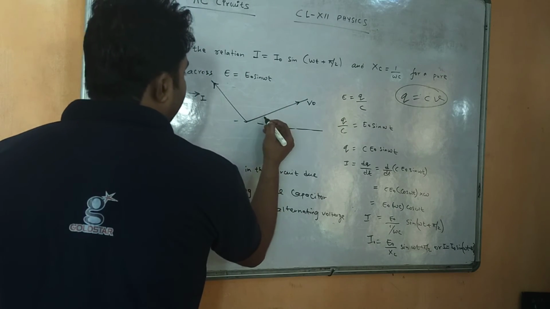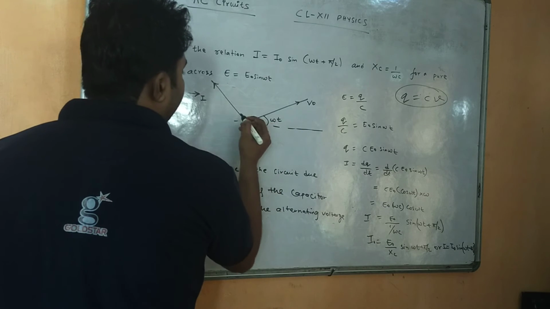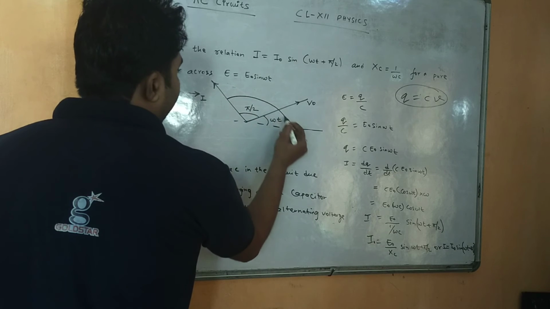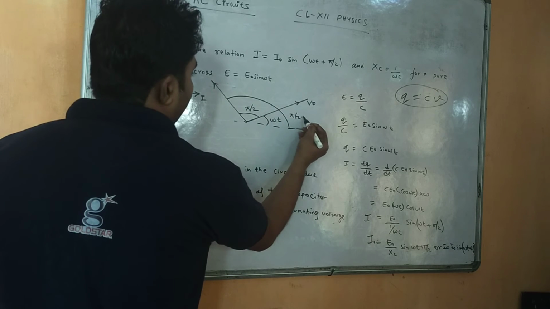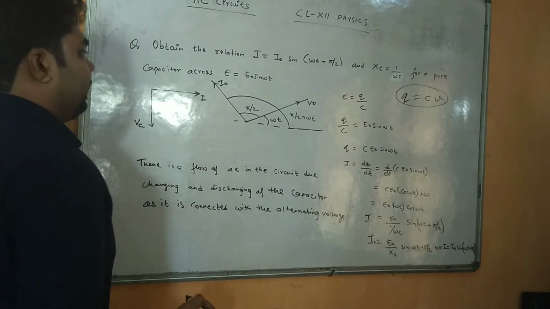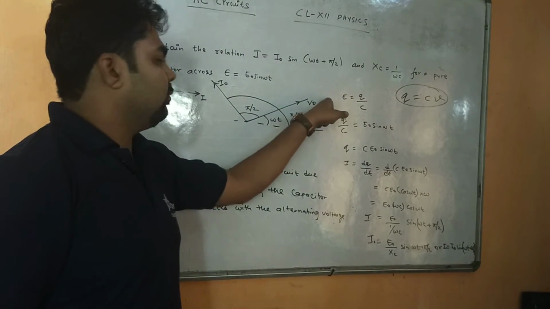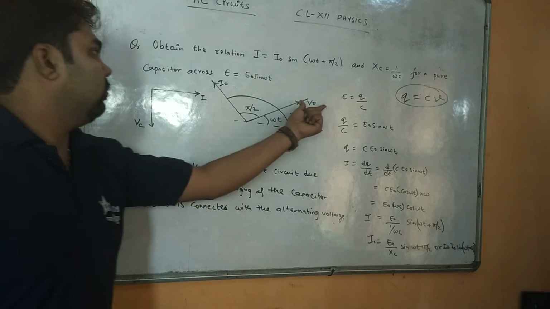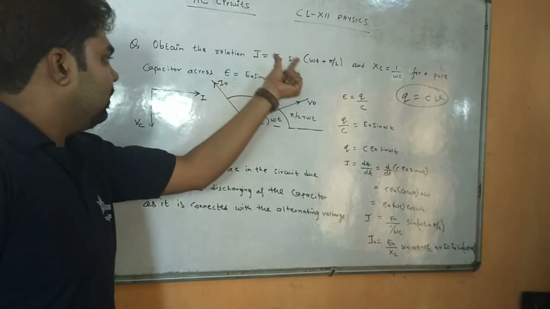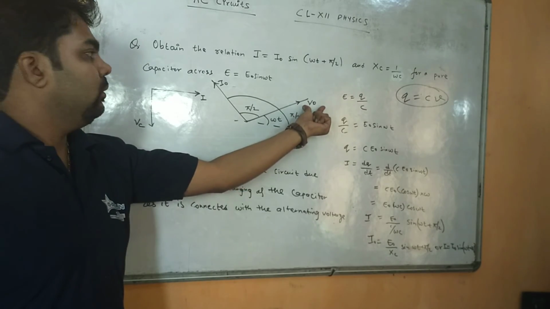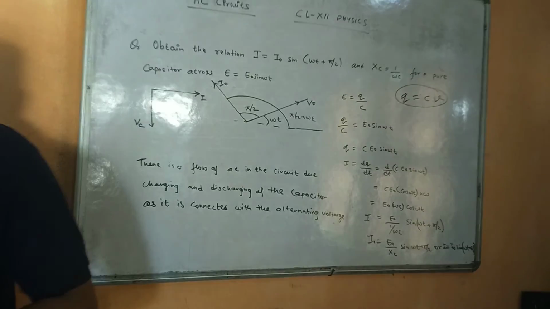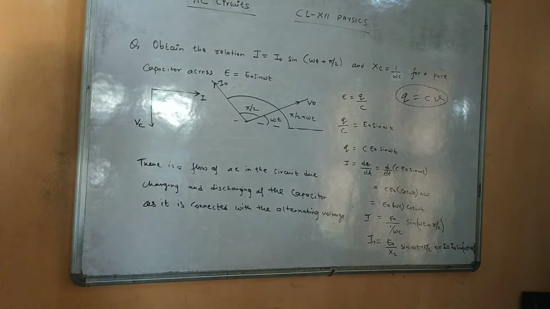So if I consider this one as omega t, from here to here we will get pi by 2, and this one will be pi by 2 plus omega t. That is, this is for current. This is a rotating vector for current, and this is a rotating vector for voltage, right? So this current is leading with respect to the alternating voltage, right? So I equals I naught sin omega t plus pi by 2.